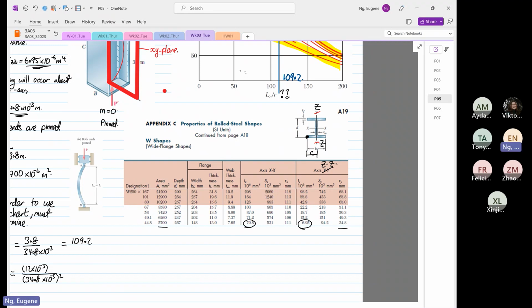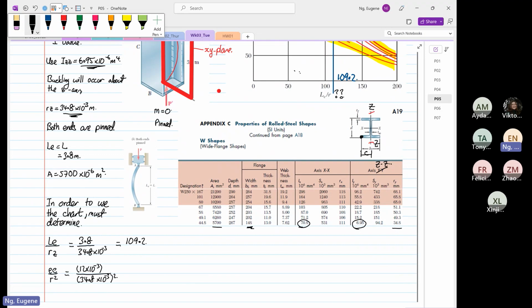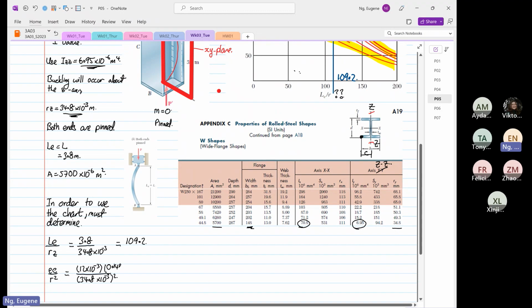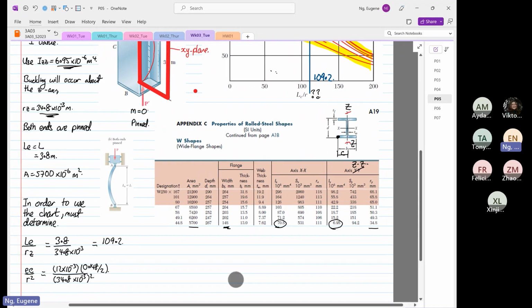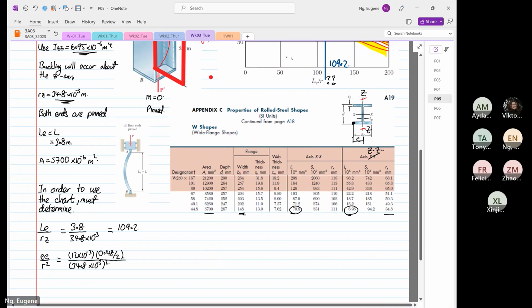So c is equal to bf divided by 2, so 0.148 divided by 2. So important. If you use the wrong one, then your answers are wrong, or you don't know what values to use. So this is the c value, because for the buckling, the radius of gyration is about the ZZ axis. So from here, we calculate our Ec over r squared. So 12 times 10 to the power minus 3 times 0.148 divided by 2, divided by 34.8 times 10 to the power minus 3, squared, the value is 0.733.